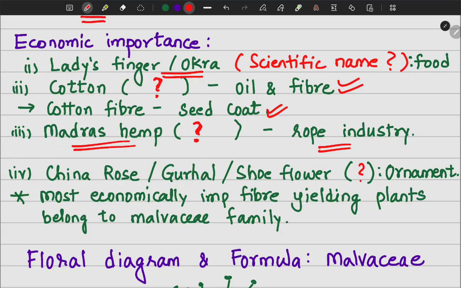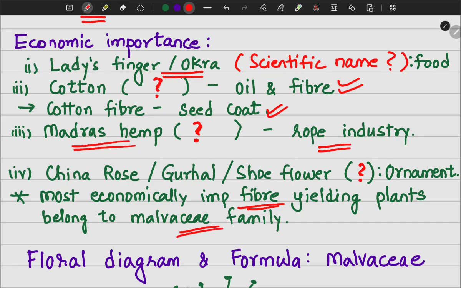Then the China rose, which is also known by the name gudhal or shoe flower. Write down the scientific name for this plant too in the comment section below. So the China rose is an ornamental plant. Usually it flowers the whole year, and the flowers are very beautiful, so they are used for ornamental purposes in the gardens.